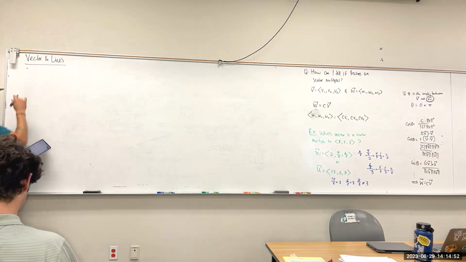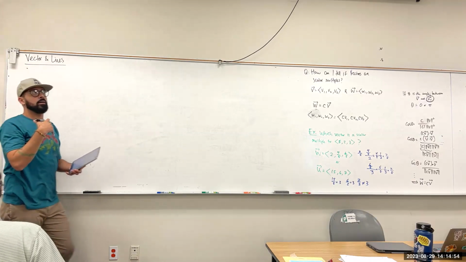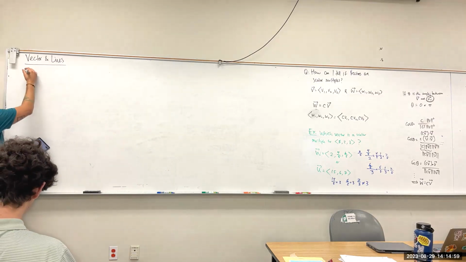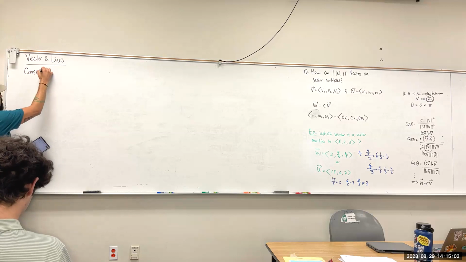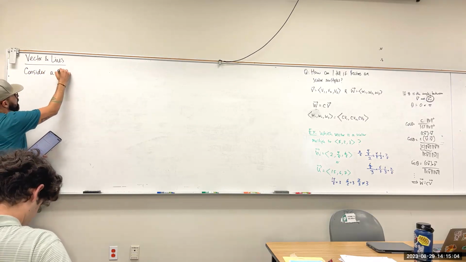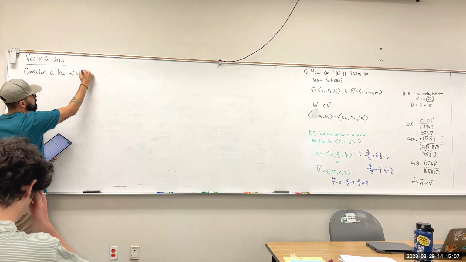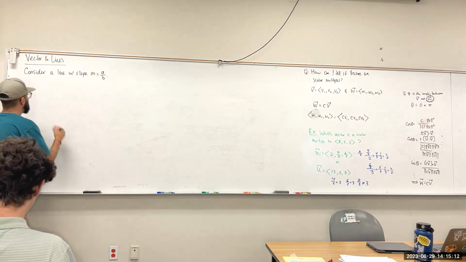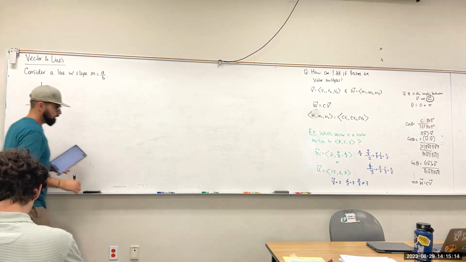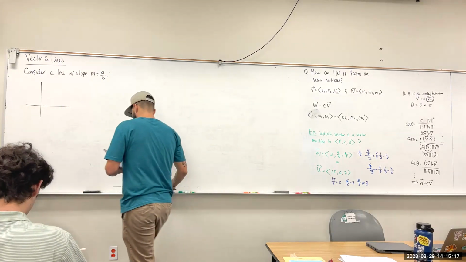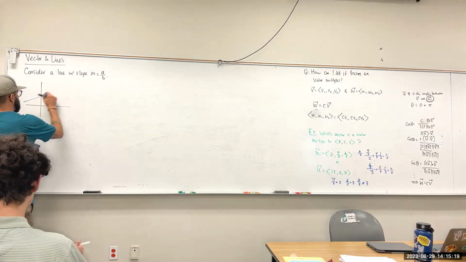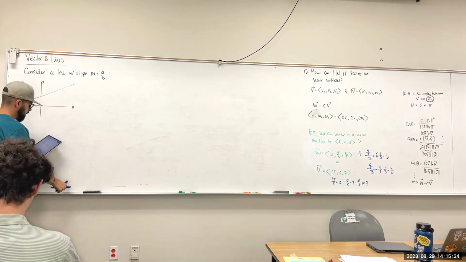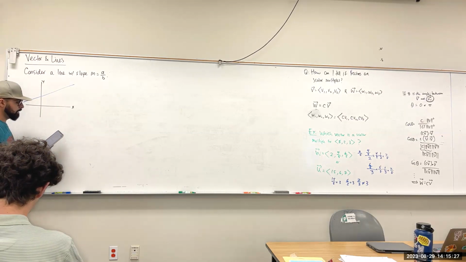Okay, this is not your textbook, but this is something that is very important when it comes to lines that we'll be using later on. So I want you to consider a line with slope m equals a over b. Good algebra stuff you learned. Let's say the line shoots like that on the x and y axes, and it has this slope a over b.